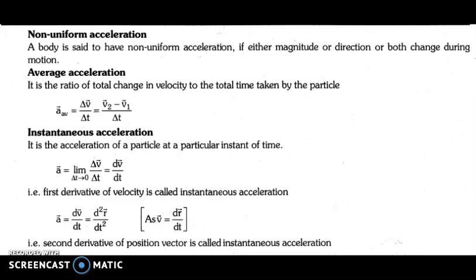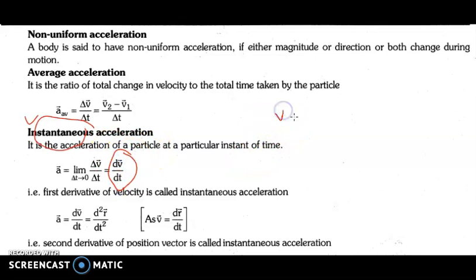Okay. Next is instantaneous acceleration. Instantaneous acceleration is the acceleration of the particle at a particular instant of time. Whenever we use this term, instantaneous, it only means at that particular instant or at that particular moment. So you need to keep in mind that instantaneous acceleration can be denoted in terms of this aspect, that is dv by dt.